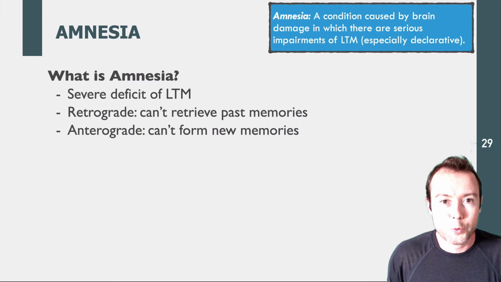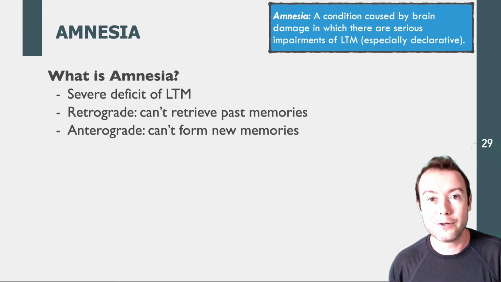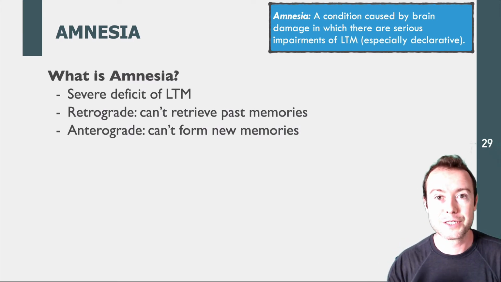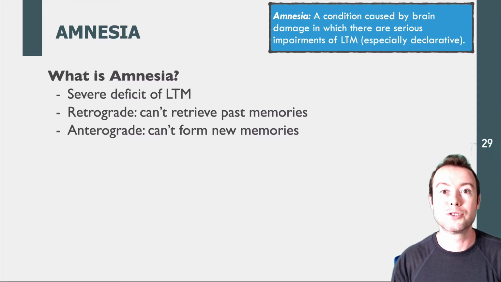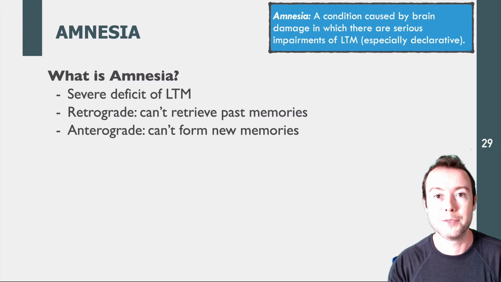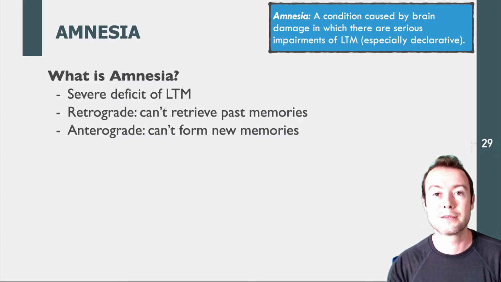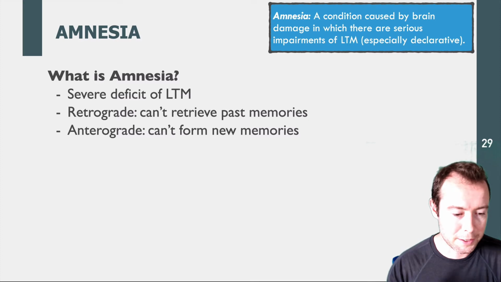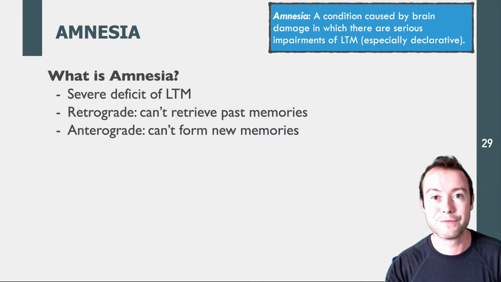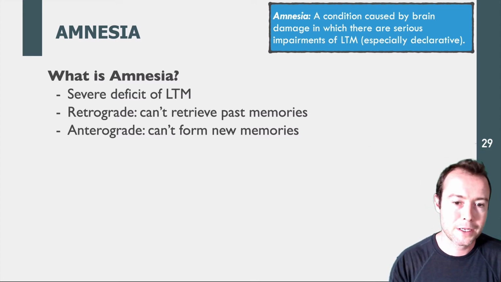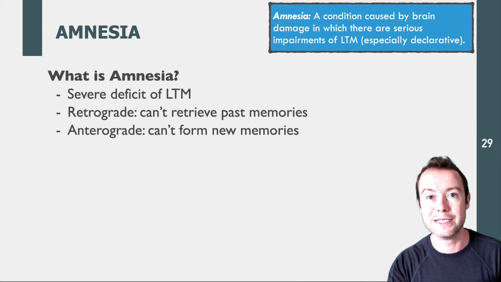As always, we can learn a lot of information about the distinctions of different cognitive systems, so in this case our different memory systems, by turning our attention to patients with brain damage. So in this case we're going to look at what we can learn from patients with amnesia. Amnesia is classified as an individual that has a severe deficit with long-term memory. And this can manifest in different ways.